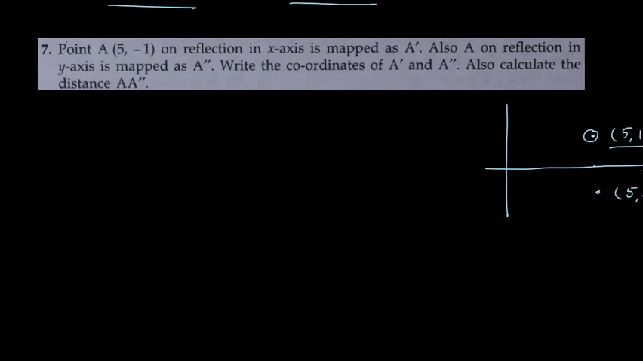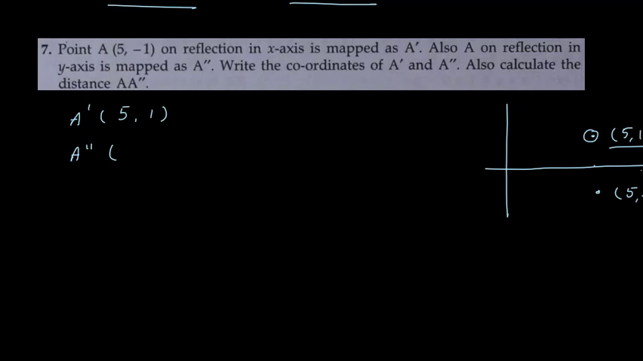And in the same way, if we take the reflection in y-axis, then coordinate of x will change in sign. So here from this given information, I can say that this coordinate of A dash will be 5 comma plus 1. Okay. A is on reflection in y-axis mapped to A dash. Similarly, A double dash will be, its x coordinate will change.